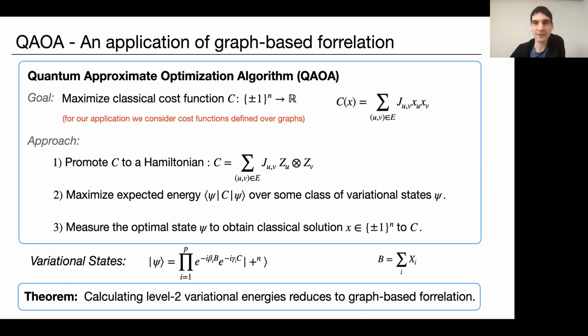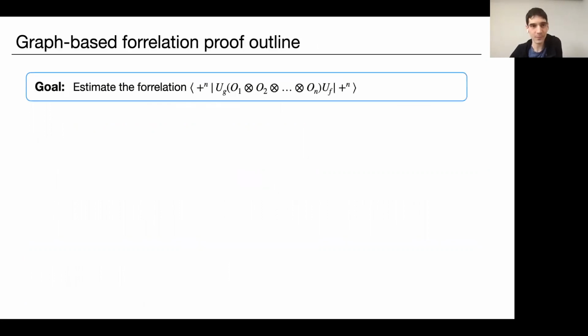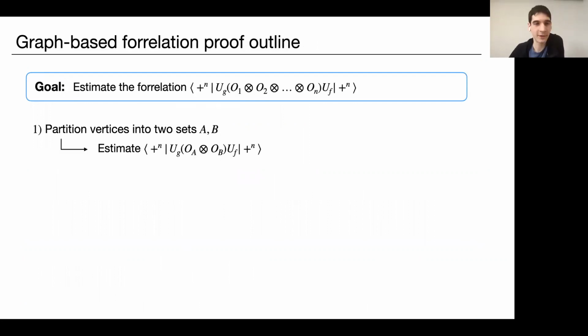So that's all I'm going to say about that application. And for the rest of the talk, I'm just going to try to prove and describe this algorithm to you. So how might that go? Recall our goal is to estimate this Forrelation quantity. And the proof is going to go in 3 steps.